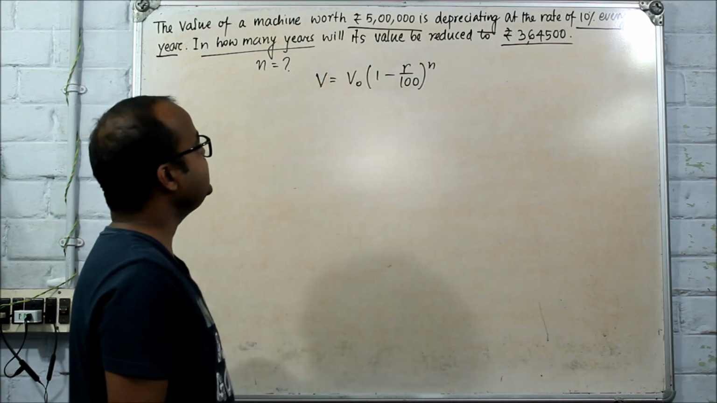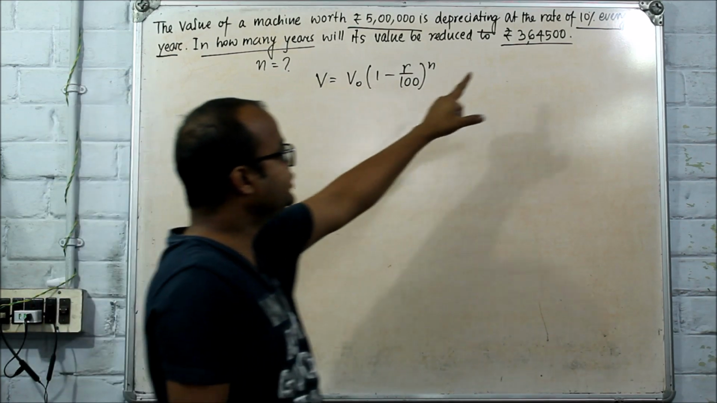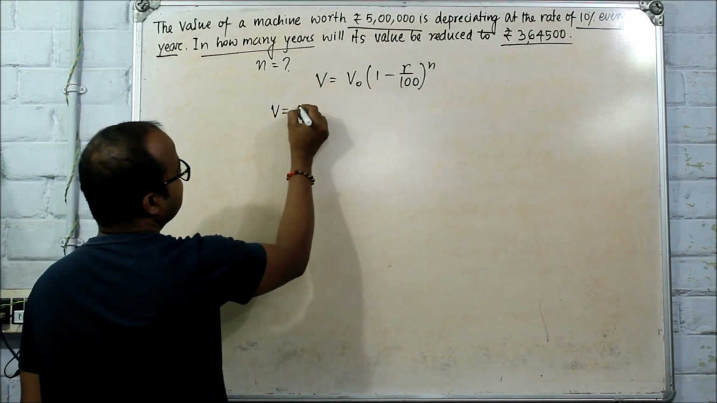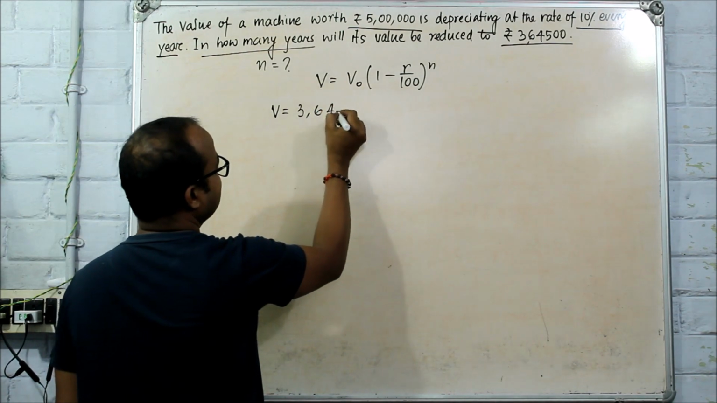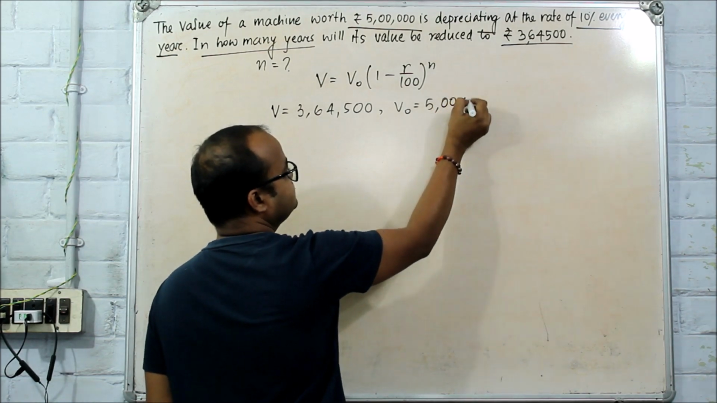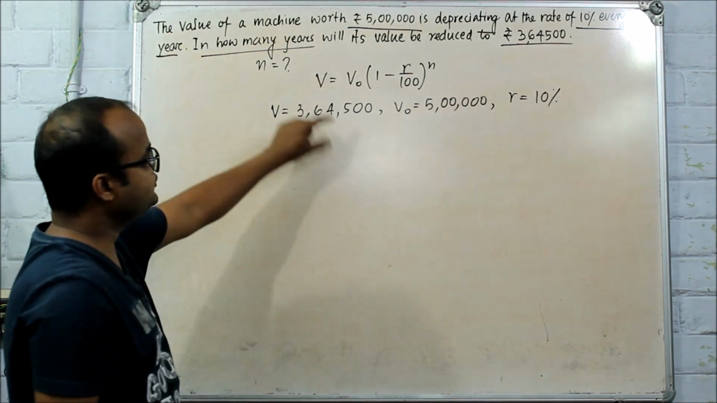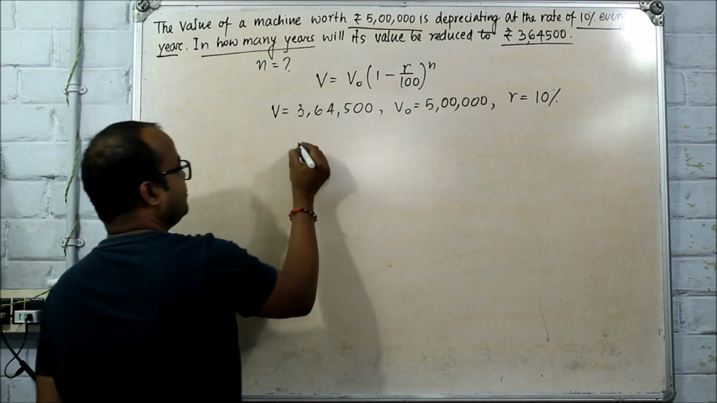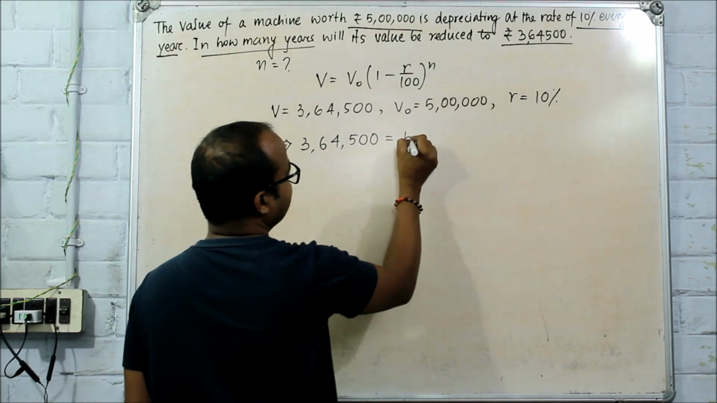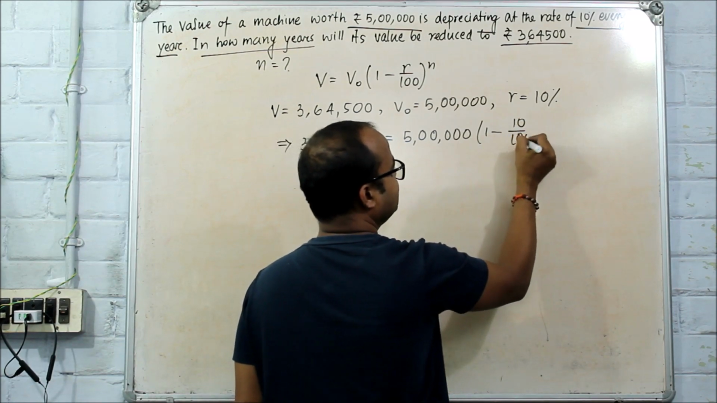Now the valuation of the machine is given as 5 lakh rupees, and after certain years it reduced to 3,64,500. So here V is equal to 3,64,500, V0 is equal to 5 lakh, and R is given as 10%. So we substitute the values in the given formula. So 3,64,500 is equal to 5 lakh into 1 minus 10 by 100 to the power n.